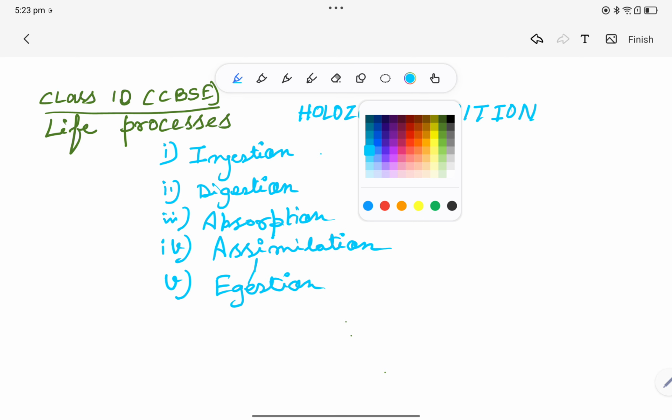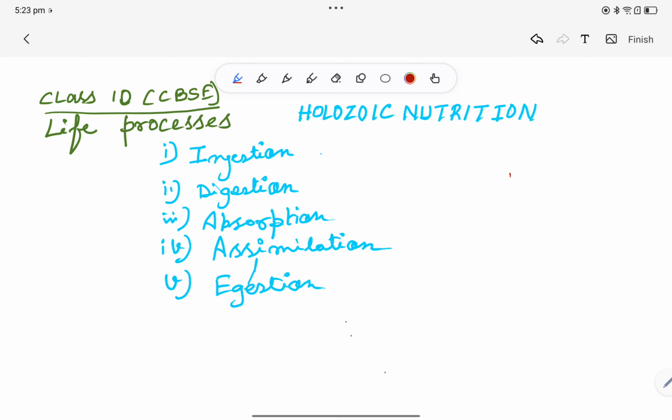So in these steps, what happens? We take the food inside our body. The food can be in liquid form or in solid form. Then we digest the food. It means we break down the complex food into simpler substances. Then the nutrients present in the food, we absorb them, and the nutrients simply go to the bloodstream.